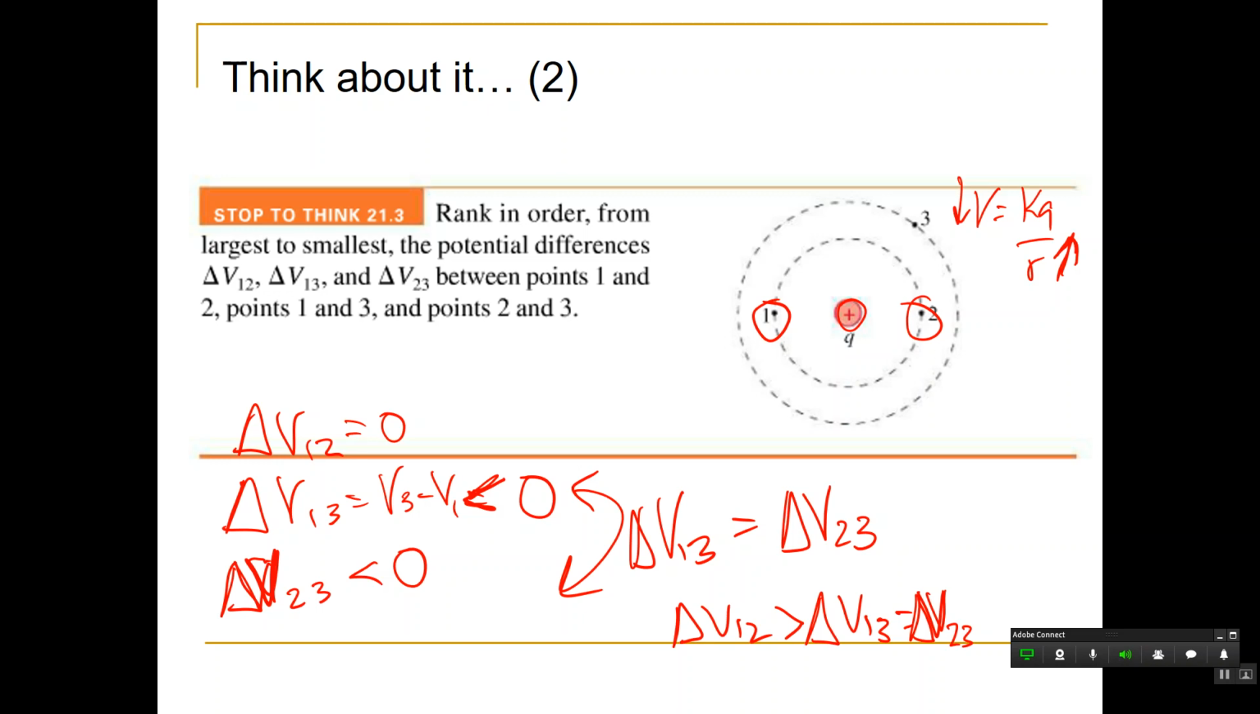The electron in the middle, very close to it, if we look at it, it's going to be negative KQ over R because it's an electron. And R is going to be really low, so it's going to be very negative because it's close to it and it's a negative charge.